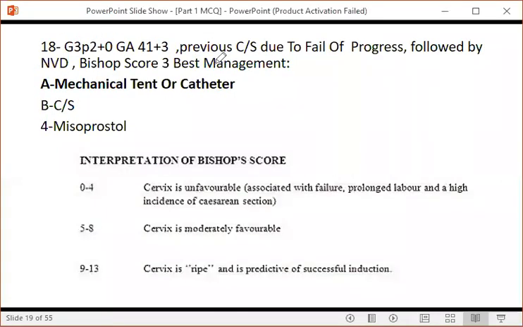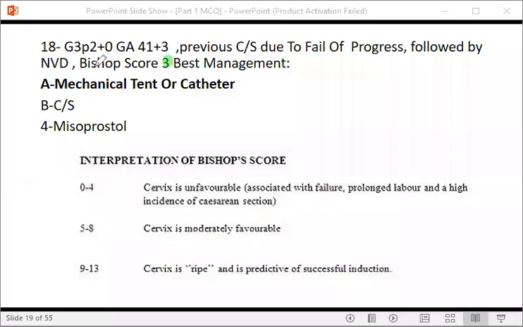Okay, the next one. It's a gravida 3 para 2, 41 weeks plus 3 days, previous CS due to failure of progress, followed by normal vaginal delivery. Bishop score is 3. Just imagine, the Bishop score is 3. What is the best management? So 3 is considered very low in Bishop score.